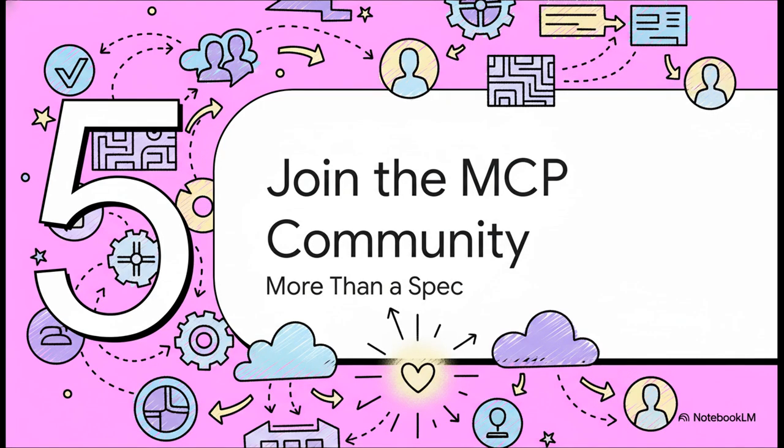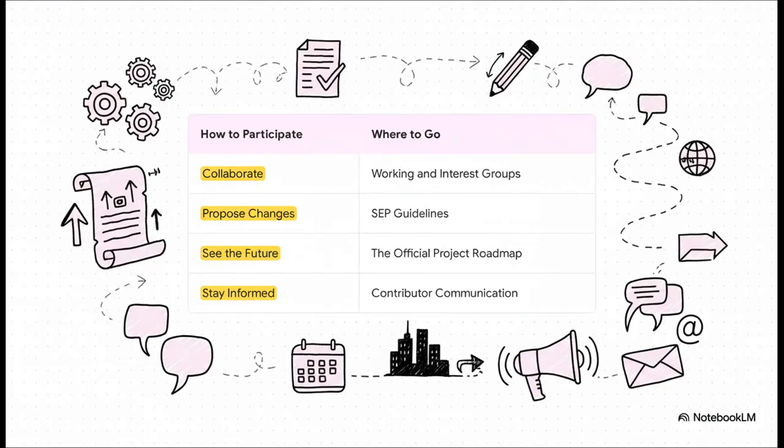But maybe the most important thing to get about MCP is that it isn't just some technical document handed down from a corporation. No way. This is a living, breathing project, and its future is being built right now by a growing community. And there are so many ways to get involved. You can collaborate in working groups, you can formally propose changes to the spec, or you can just check out the public roadmap and see what's on the horizon. It's all out in the open. It's a genuine invitation to come and help shape the future of how we all interact with AI.